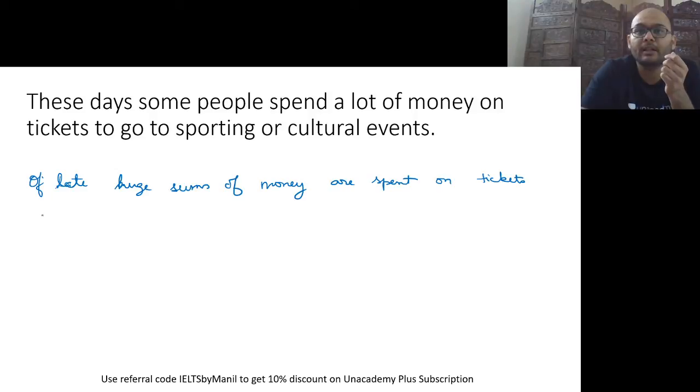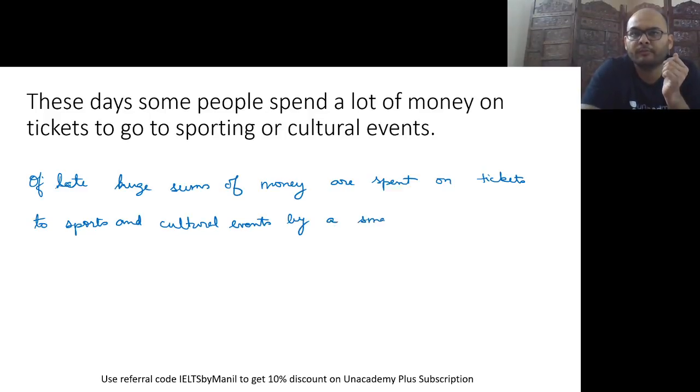Huge sums of money are spent on tickets to sports and cultural events by a small group of people. So what have I done? I've basically changed the word order independently, right? A lot of money these days, of late, a lot of money on tickets, huge sums of money, right? So that has been sort of changed.